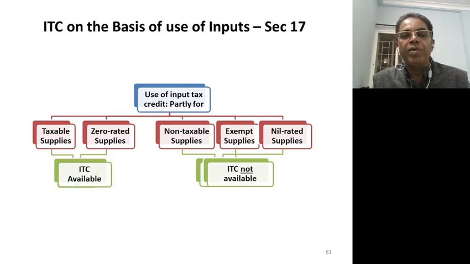ITC is not available for non-taxable supply, exempt supply, or nil rated supply. If there is a nil rated supply, ITC is not possible. Exempt supply, ITC not possible. Non-taxable supply, ITC not possible. Only for taxable supplies and zero rated supplies will ITC be available.